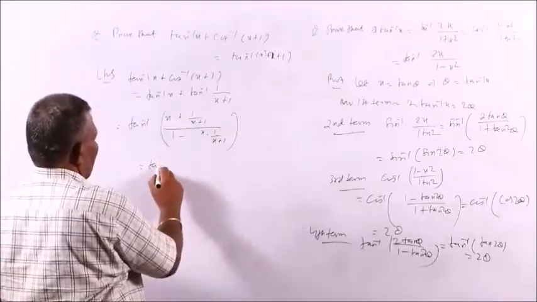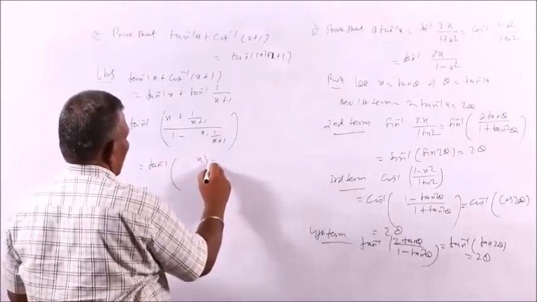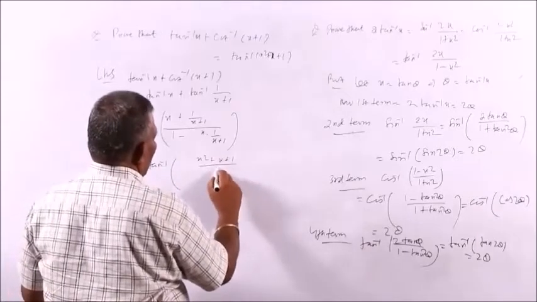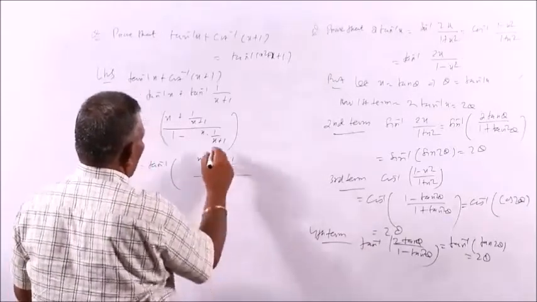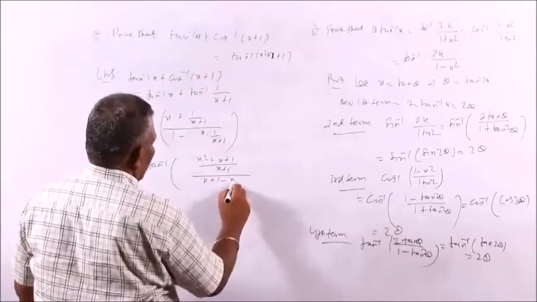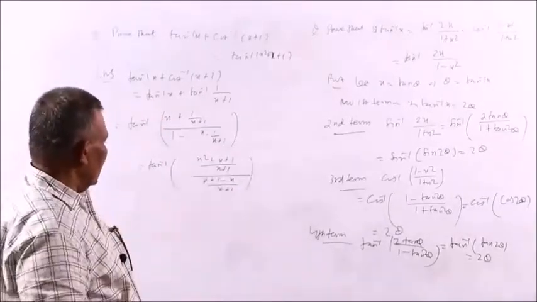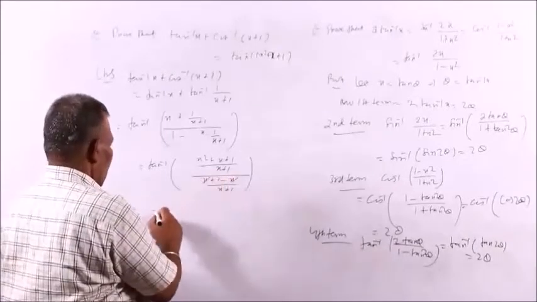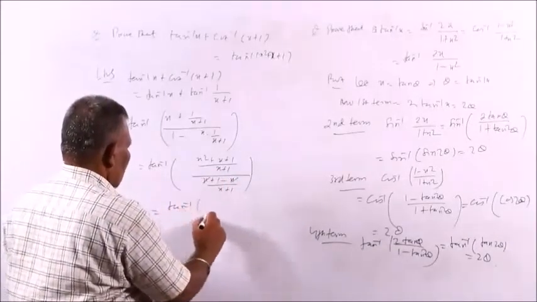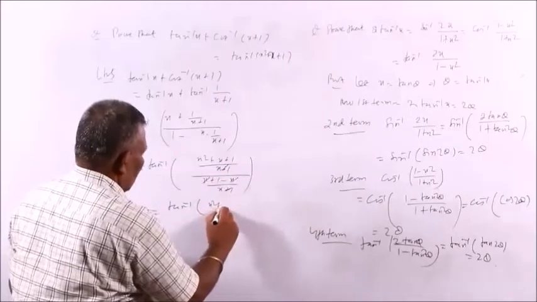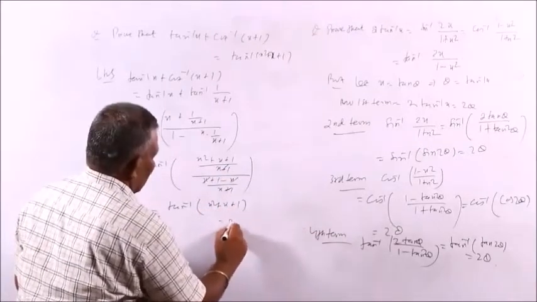That is tan inverse of x square plus x plus 1 divided by x plus 1, whole divided by x plus 1 minus x divided by x plus 1. So cancelling x plus 1, and here also cancelling x. So tan inverse of x square plus x plus 1, which is our RHS.